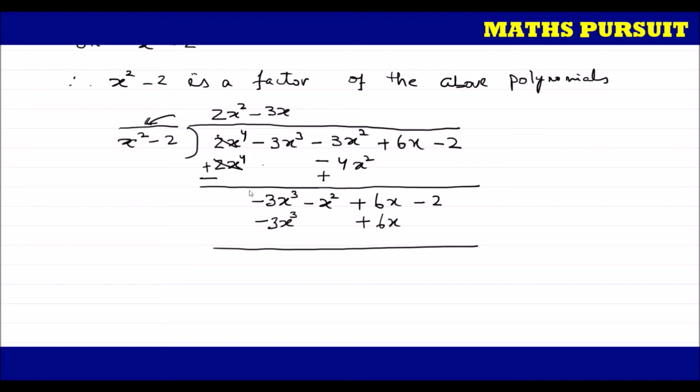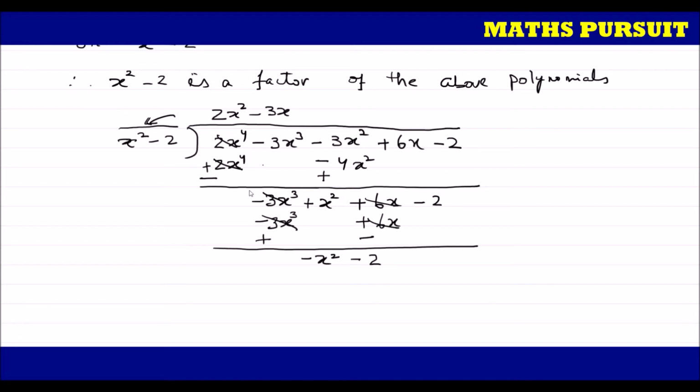Now as usual, I am going to reverse the symbols. This one will become plus and this one will become minus. So minus 3x to the power 3 plus 3x to the power 3 cancels out and we are left with x to the power 2. Similarly, minus 6x plus 6x cancels out and we are left with x to the power 2 minus 2.